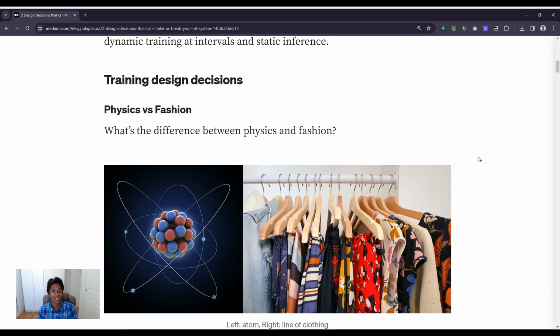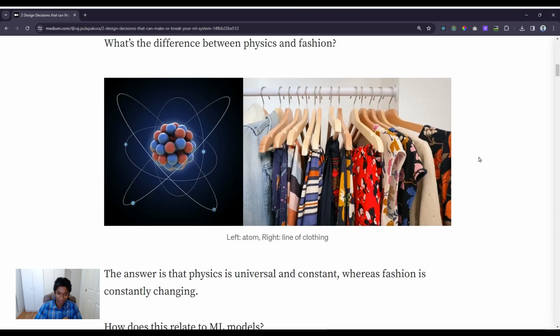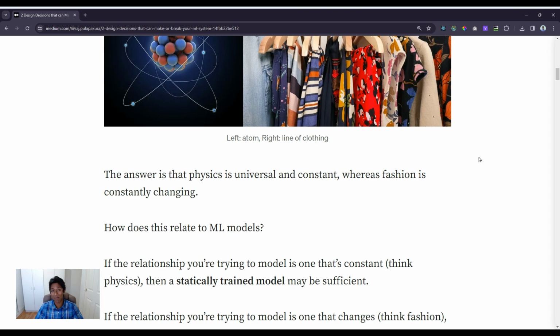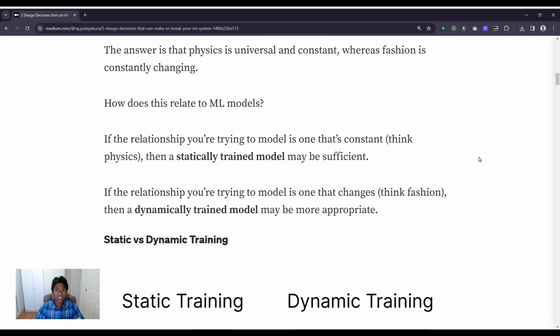Training design decisions. What's the difference between physics and fashion? I'll give you a second. Well, the answer is that physics is constant and universal, whereas fashion is constantly changing. So, how does this relate to ML models? If the relationship you're trying to model is one that's constant, like physics, then a statically trained model may be sufficient. However, if the relationship you're trying to model is one that is frequently changing, like fashion, then a dynamically trained model may be more appropriate.